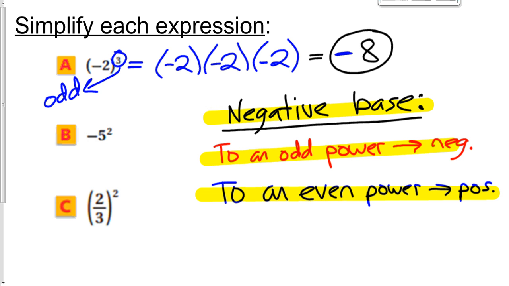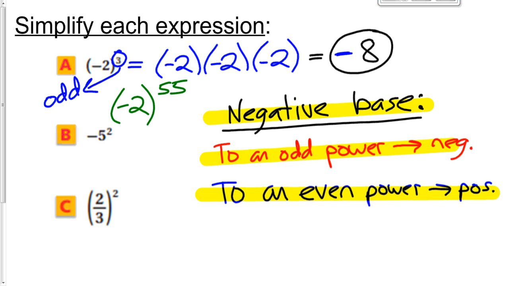And where that's kind of nice is, let's say you had negative 2 to the 55th power. You wouldn't want to go through and write out all your negative 2's and take negative 2 times negative 2 times negative 2 55 times. What you can do then is just type 2 to the 55th into your calculator, and since the power is an odd number, you'll get a negative answer.